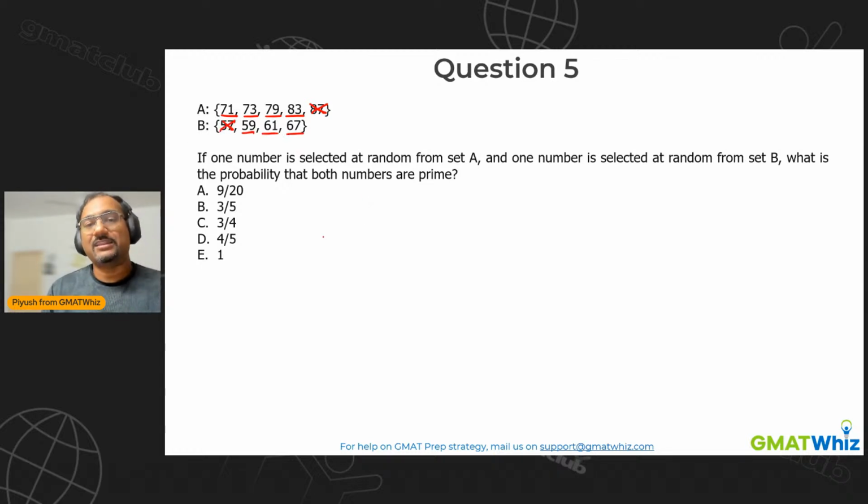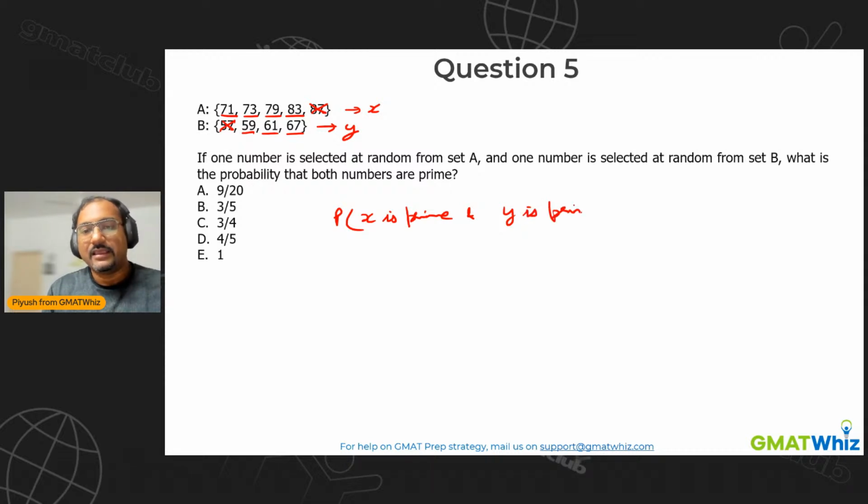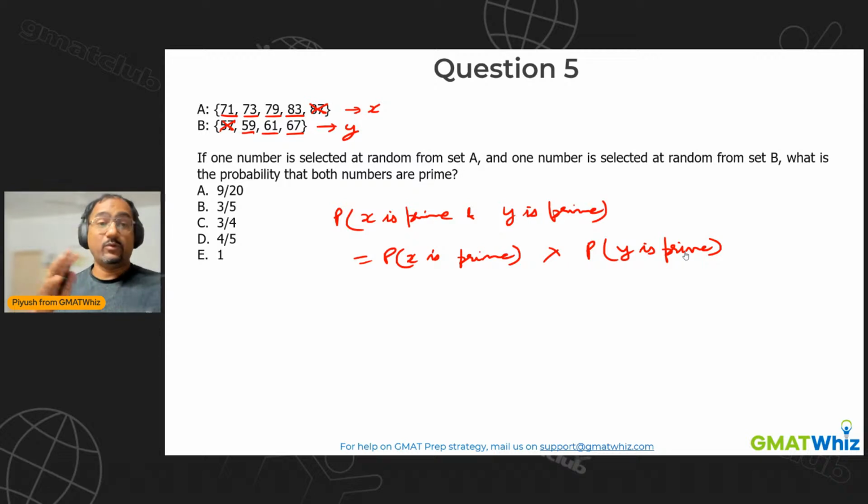So if I look at the probability of both being prime, let's call them X and Y. X is picked from this set and Y is picked from this set. So the probability that X is prime and Y is prime is the probability that X is prime multiplied by the probability that Y is prime, because they are independent events. They don't have anything to do with each other, so I can just multiply their individual probabilities.